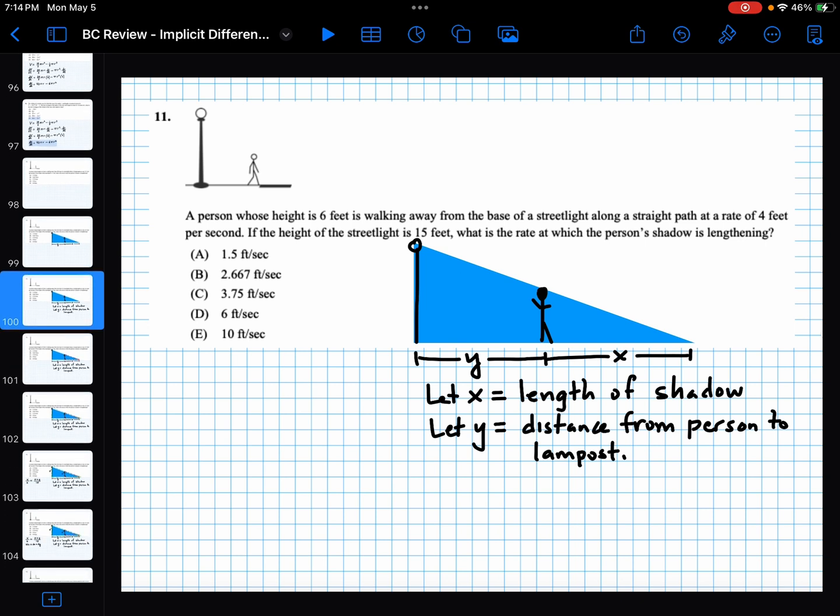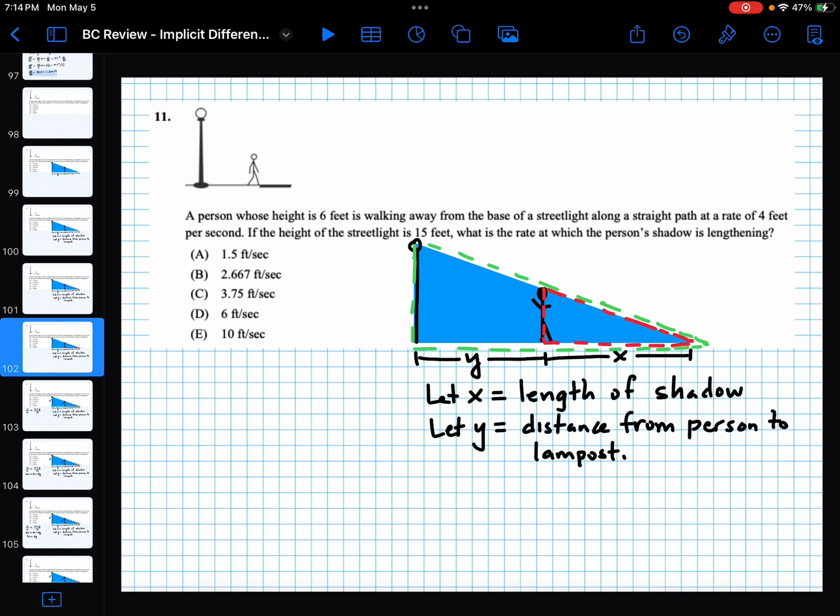So we have two similar right triangles here. We have a smaller one in red, and then we have a bigger one in green. They are similar because of angle. They share that angle at the tip of the shadow, and they share the right angle. Okay, so having said that, I can now use the fact that similar triangles have corresponding sides that are proportional.